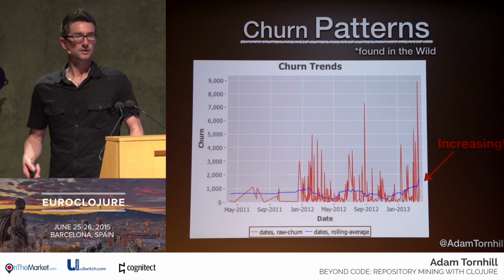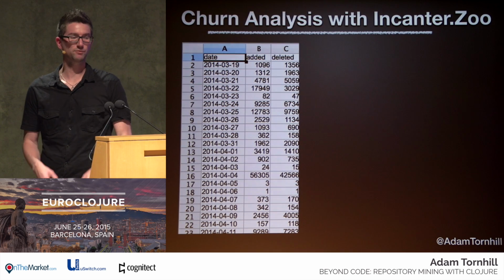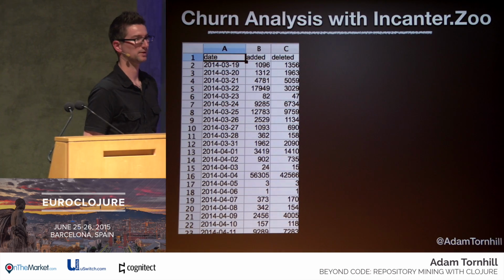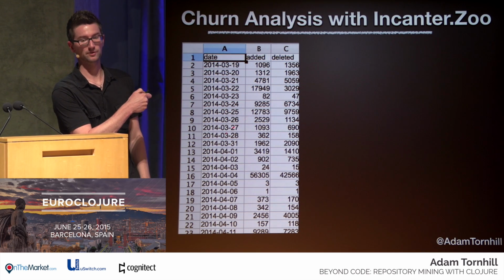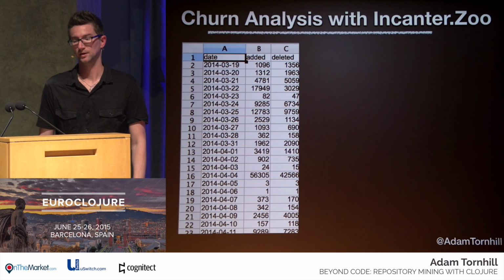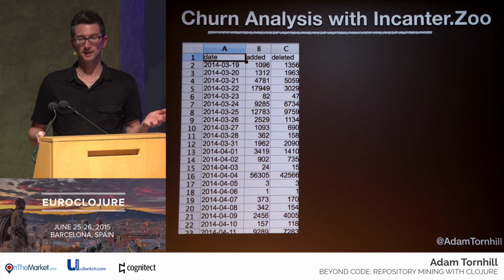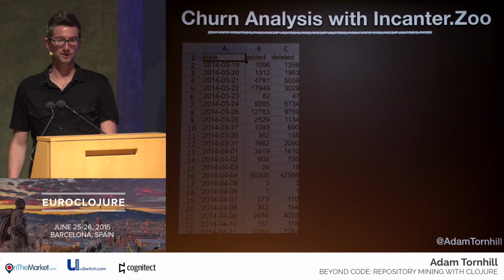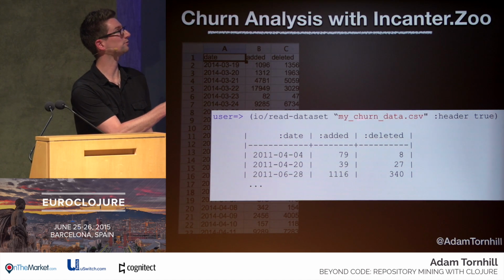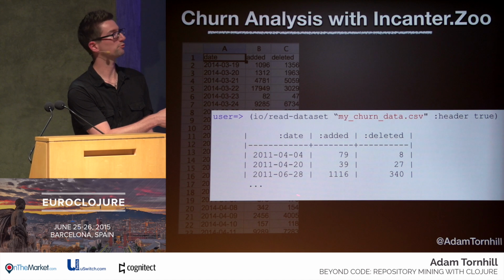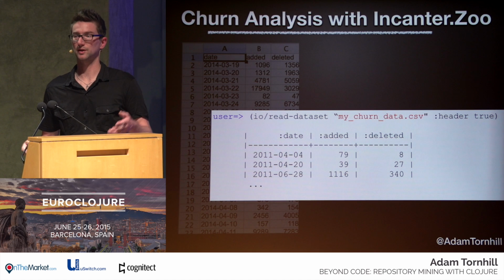So I want to show you how these kind of charts are generated with Incanter. If you run a code churn analysis with CodeMaat, you get a CSV file as output, where you can see the code churn, the raw churn values, organized by day. Remember with Incanter, if we want to do something interesting with Incanter, we have to get the data into a dataset. And that's pretty simple, since Incanter comes with a read dataset function. So we just point it to our CSV file, and we see here a pre-printed Incanter dataset.